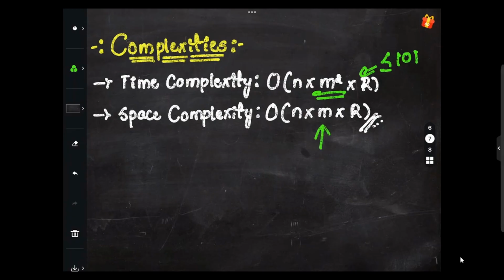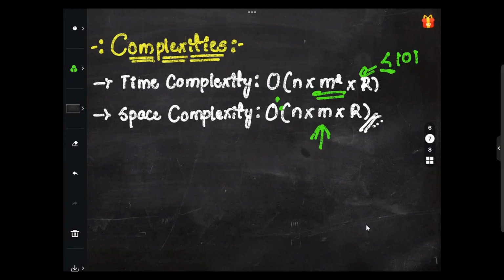The space complexity would be big O of n into m into r, because we will be making use of the dp array and the parent arrays. That is almost big O of n into m into 100, but it's better to go with n into m into r, since it is less than or equal to 101. So the time complexity and space complexity for the code we'll be writing would be big O of n into m square into r and big O of n into m into r respectively.